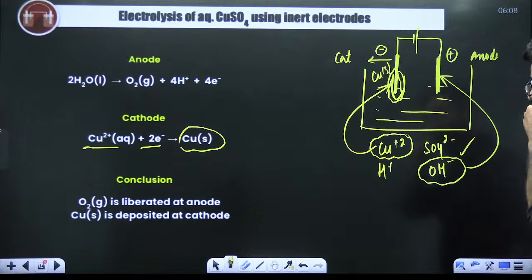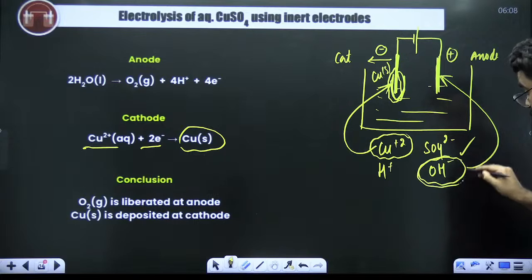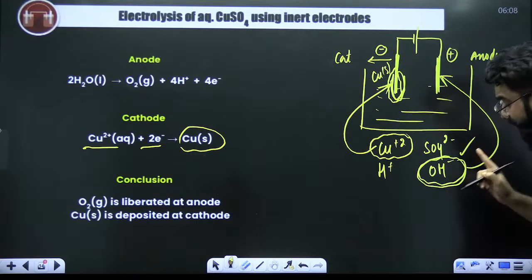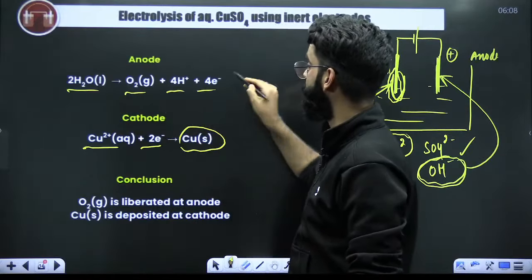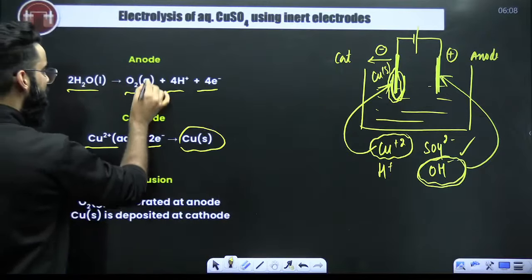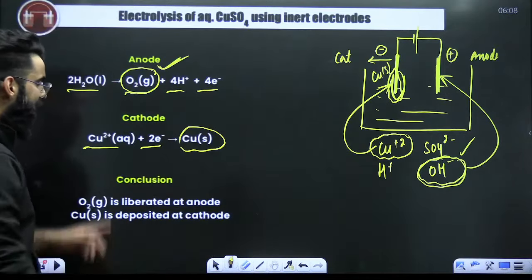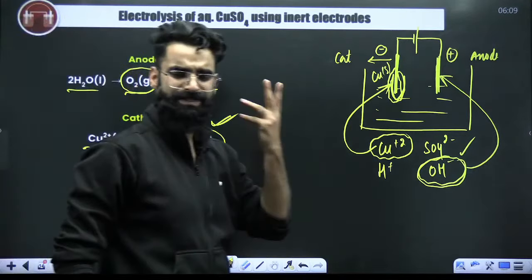But if I ask you from where this OH negative has come, you will say this OH negative has come from water. So OH negative has to go to the anode and will undergo oxidation, but since it has come from water, you'll write the oxidation reaction of water. This was your oxidation reaction of water. And due to the oxidation of water, O2 gas is liberated. And at cathode, copper solid is deposited. So these are the products of electrolysis which you have to remember.